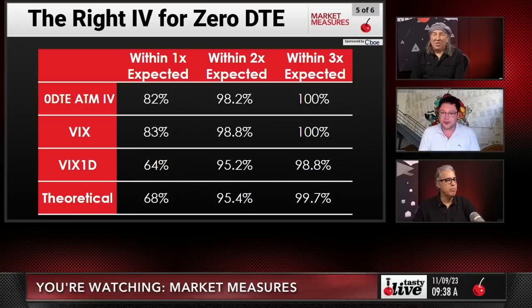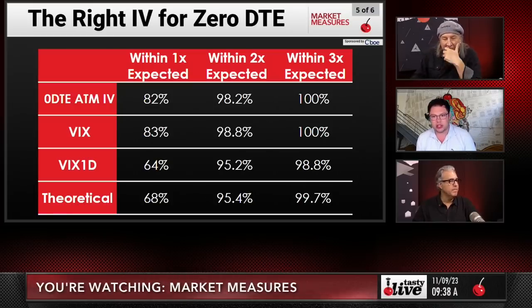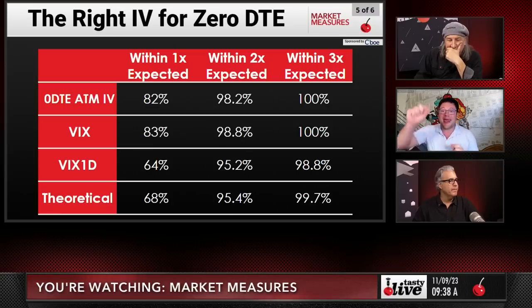But how do I know what to do then? What does that mean? How does that help me, say, for the 0 day? I think if you want to start trading the 0 days and you don't want to put a lot of risk on, you don't want to start super big, you should look for a big gap between the VIX one day and the 0DT IV.